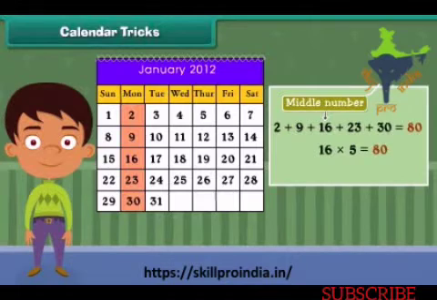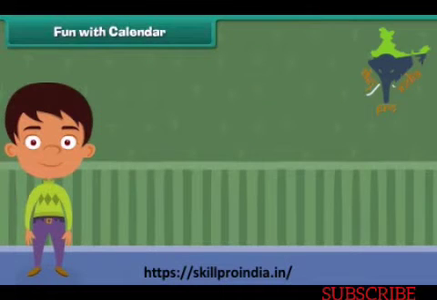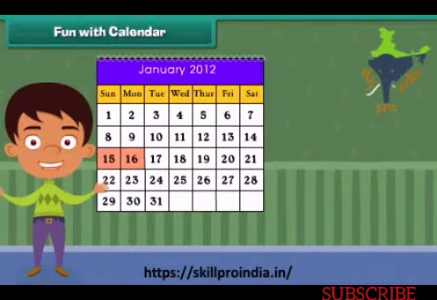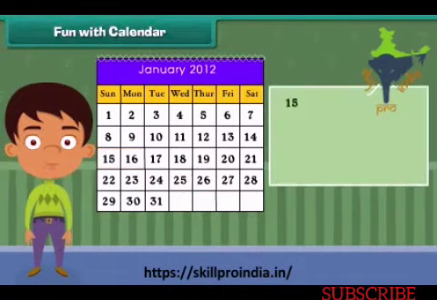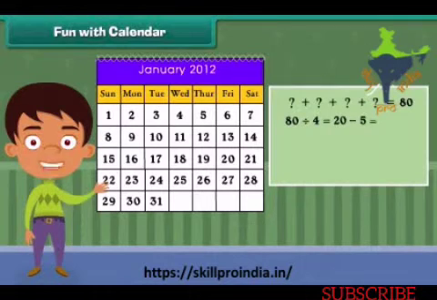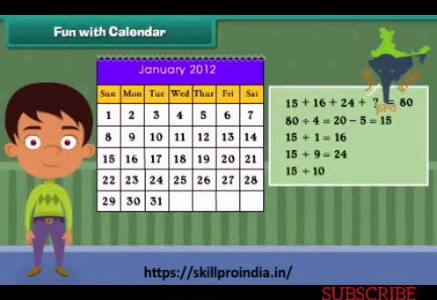Fun with calendar. Hey, let's do some more fun with calendars. Suppose your friend chooses 4 numbers in a month, say 15, 16, 24 and 25, and gives you the sum. Then how will you identify those 4 numbers when you only know the sum? Think. It's easy. The trick is to first divide the sum by 4 and then subtract 5. You will get the first number, 15. For the other 3 numbers, add 1, 9 and 10 to the first number. You can also try with other numbers too.